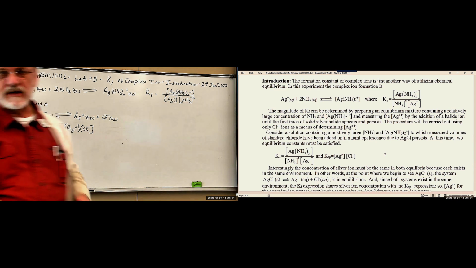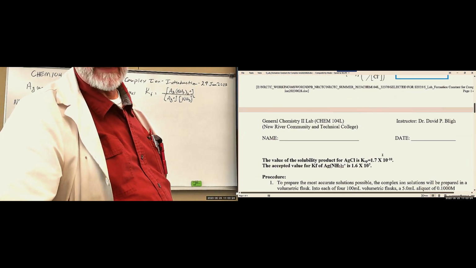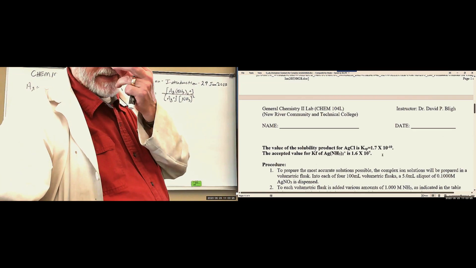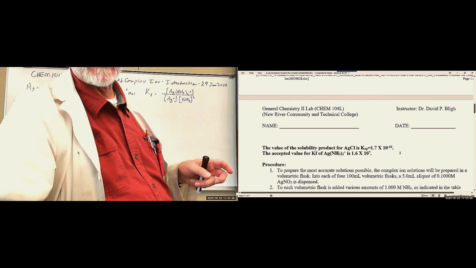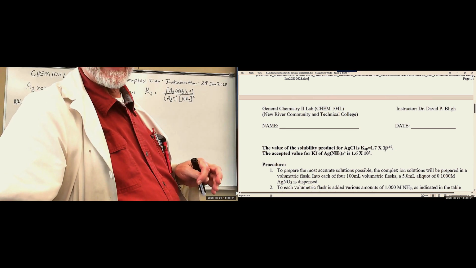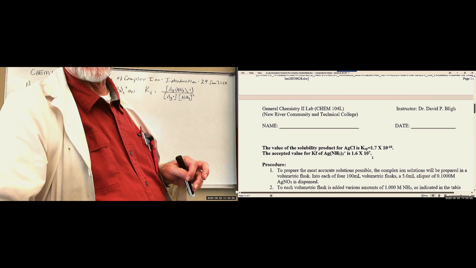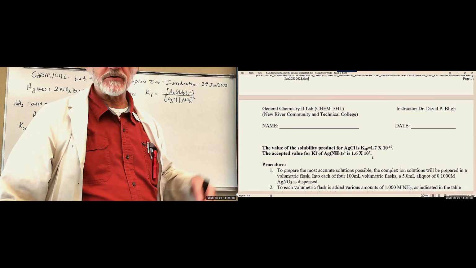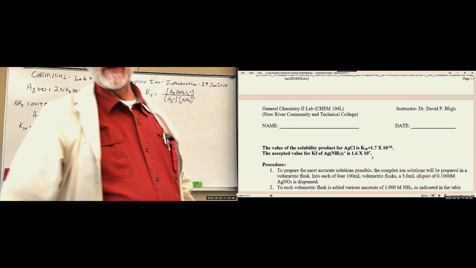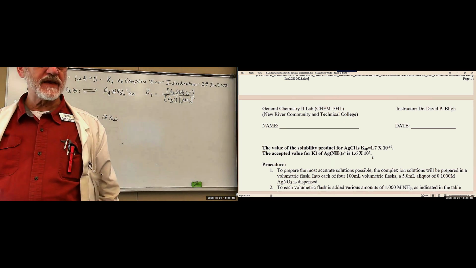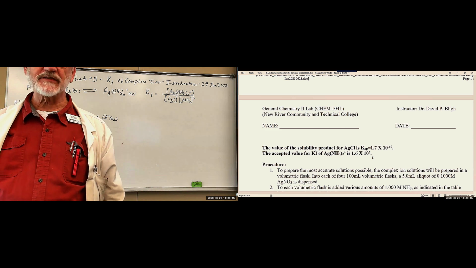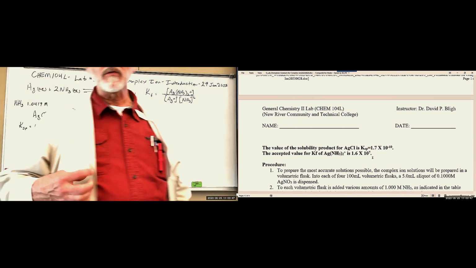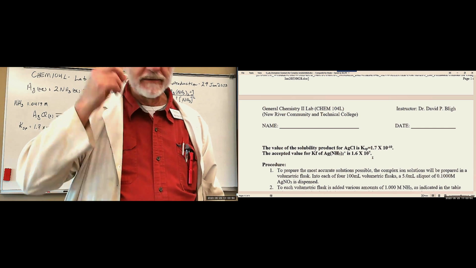So we're going to use that value, and that's on the second page. If we scroll down to the second page, you'll see it right here at the top. KSP is 1.7 times 10 to the minus 10. And the accepted value for KF is 1.6 times 10 to the 7th. So that's what you compare your answers to. Believe me, if you get any coefficient times 10 to the 7th, you're doing good, because this is a really tricky reaction. And I say that because it's hard to detect the endpoint.